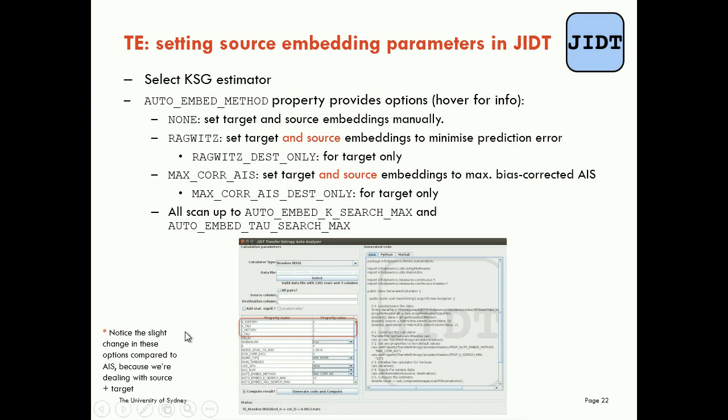Okay, and we just must remember that there's a slight change in the options here. We have 5 options now instead of just 3 compared to the active information storage, because we have this additional question of whether we're embedding just the target or the target and the source.